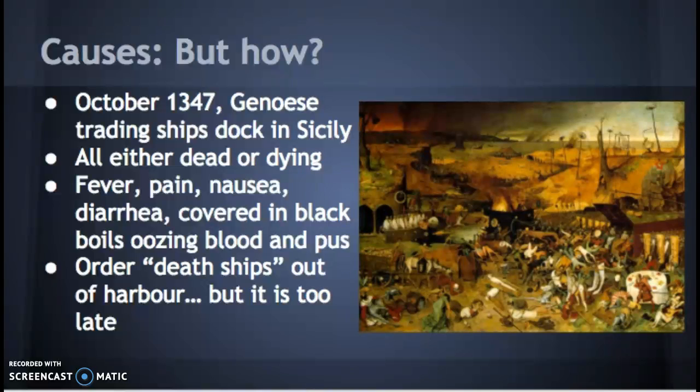You've basically got trading ships that dock in Sicily in about October 1347, and everyone on the ship is either dead or dying.